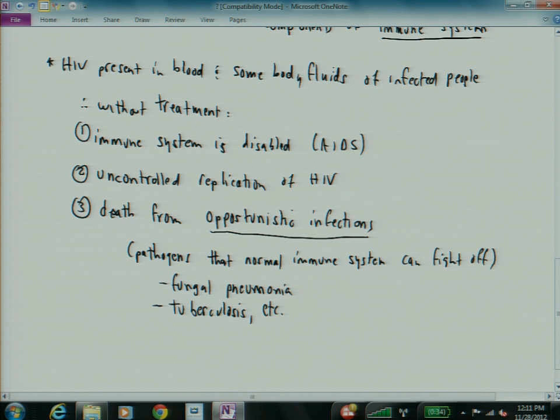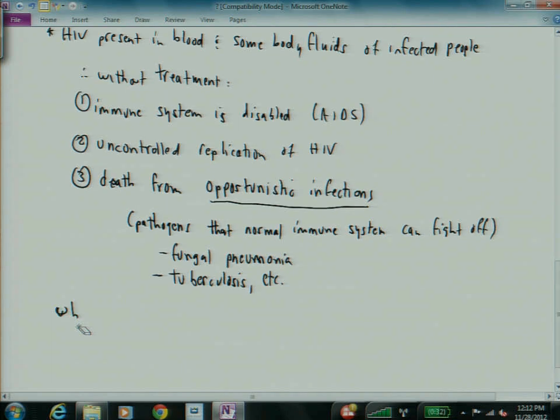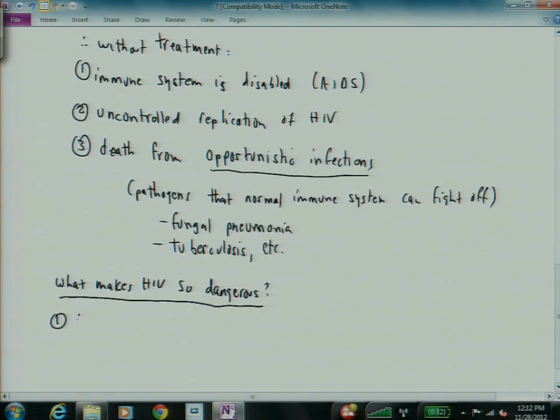All right. So let me say a couple things. So what makes HIV so dangerous? There are several things. One is it kills your immune system, so you can't fight it. It goes directly after your immune system, so you can't fight it off.